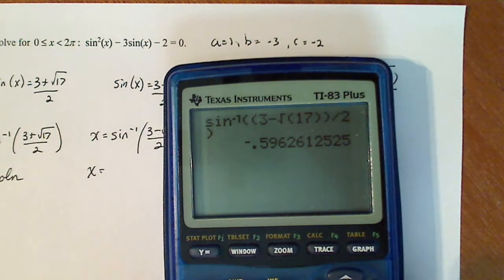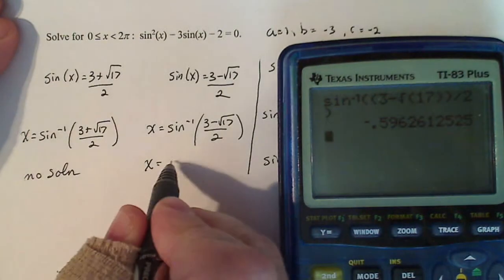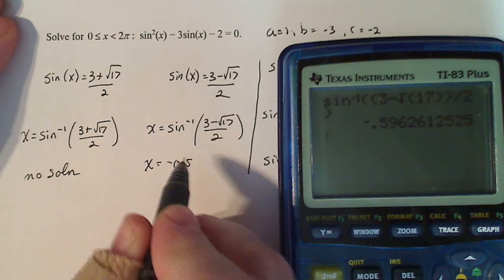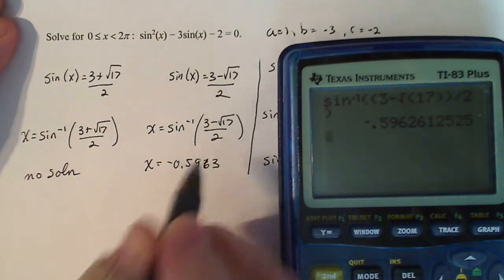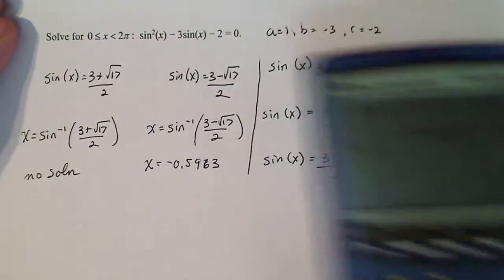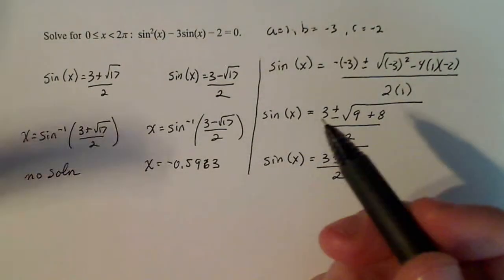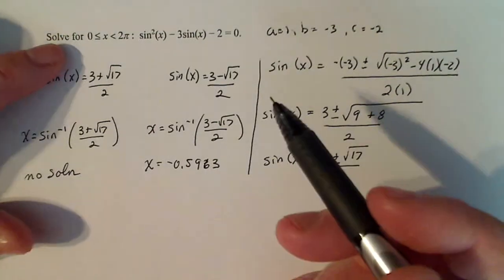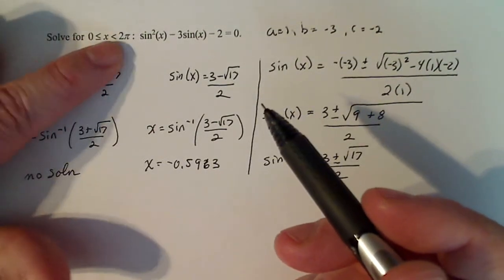Let's see what I get. Okay, I get minus 0.5963. I always tell my students to round to 4 decimal place accuracy. All right, so there is one solution. Now, we have to think about this because trig is really tricky. I'm trying to solve for all the solutions between 0 and 2 pi, including 0 but not 2 pi.